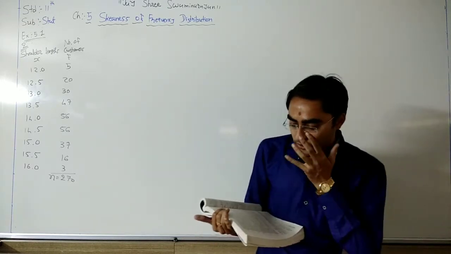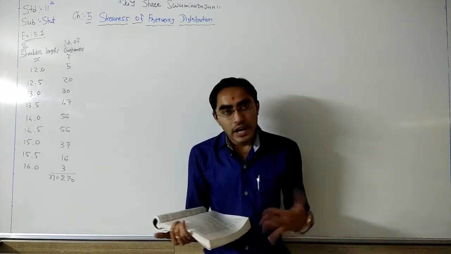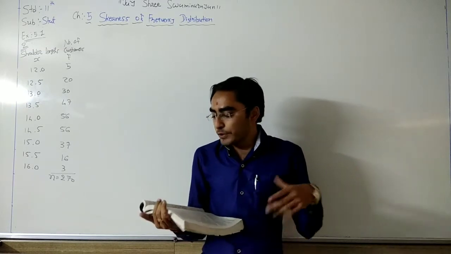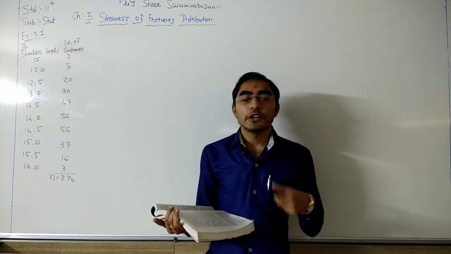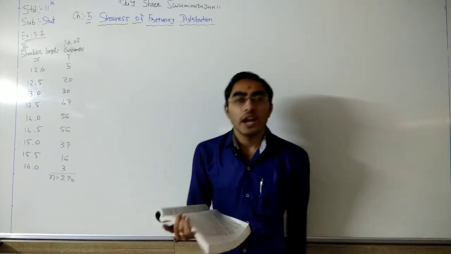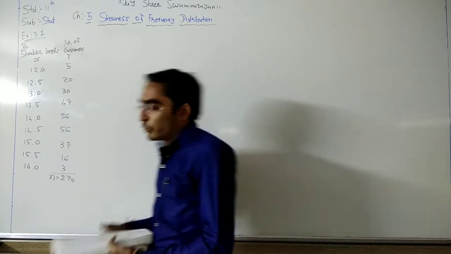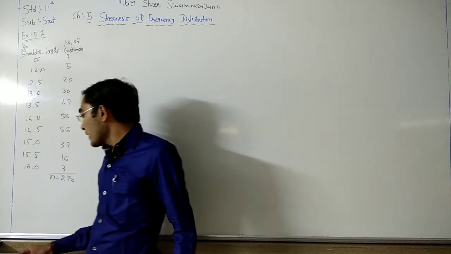Here, the shoulder length of shirts in inches is given to you, and with that the number of customers is given. We need to find the coefficient of skewness from this data and interpret it. And we need to use Karl Pearson's method. So here, this is a discrete frequency distribution table, right? This is a discrete frequency distribution table.